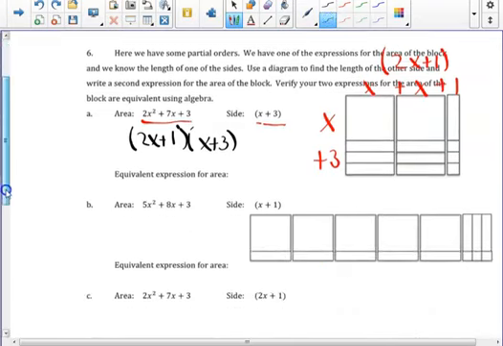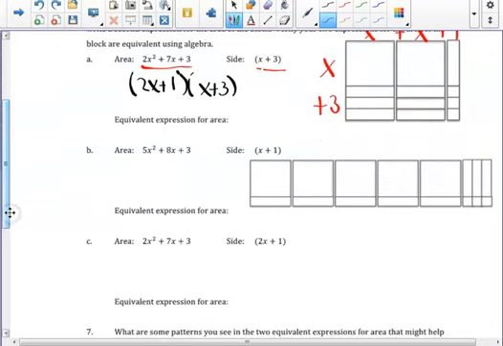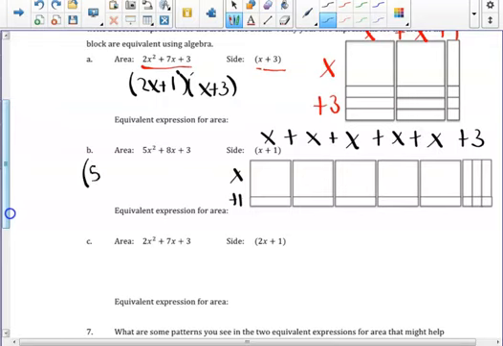For b, the side length we are given is x plus 1. And the other side length would need to be 5x plus 3. There's an x plus an x plus an x plus an x plus an x plus a 3. Therefore, this equivalent expression would be 5x plus 3 times the quantity x plus 1.